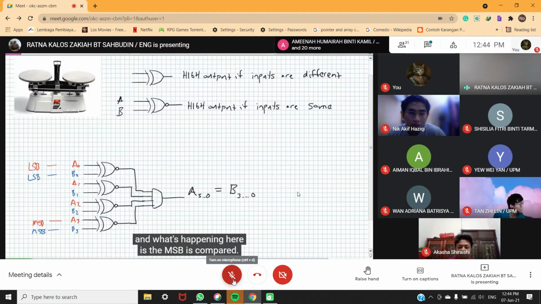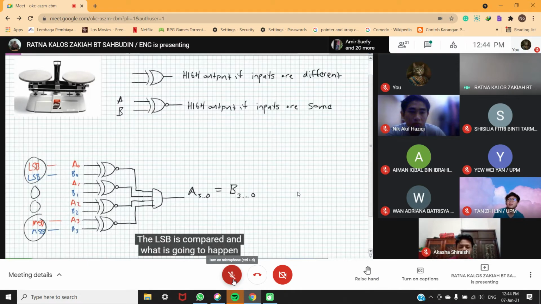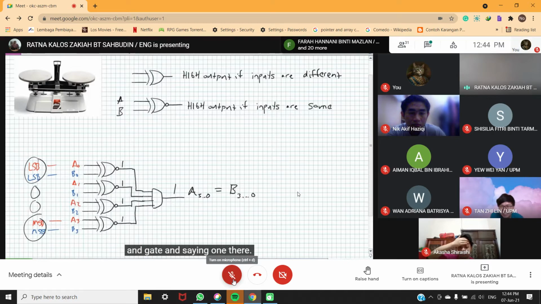And what's happening here is the MSB is compared, the next one down is compared, the next one down is compared, the LSB is compared. And what's going to happen if every single one of those bit positions are in fact equal? They're sending a 1 to that individual AND gate, and it's saying a 1 there.